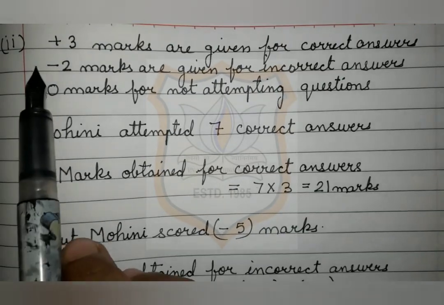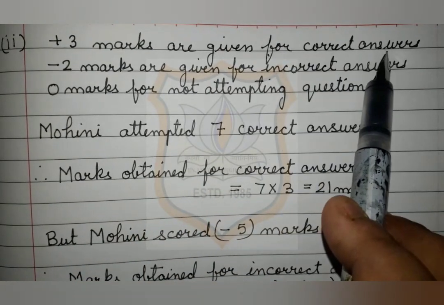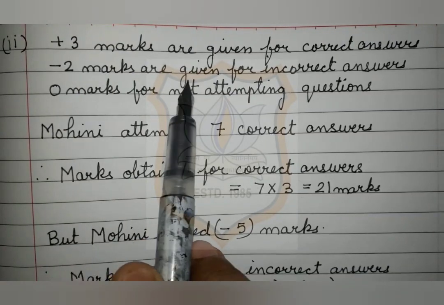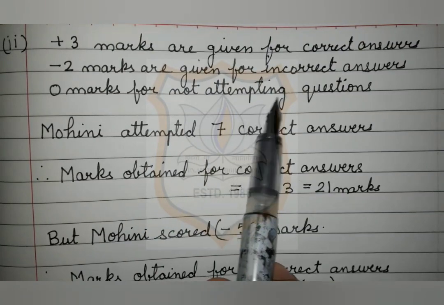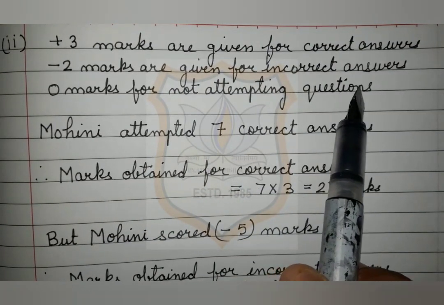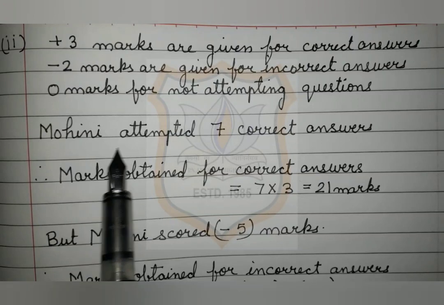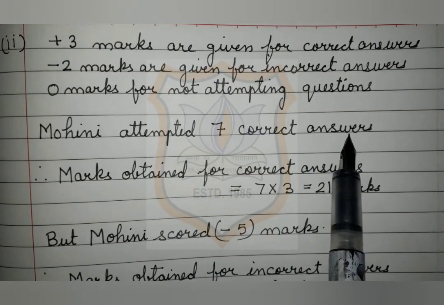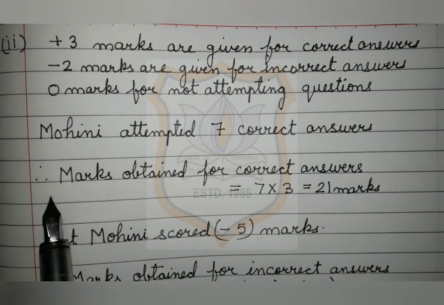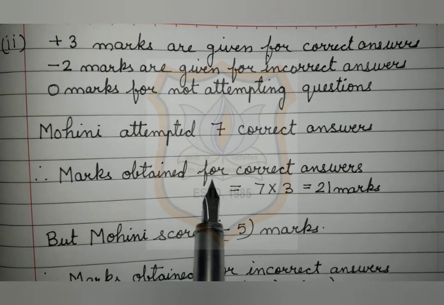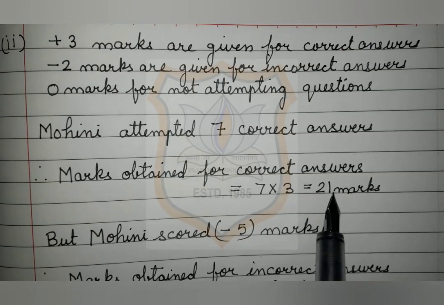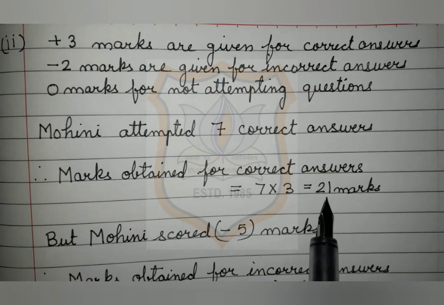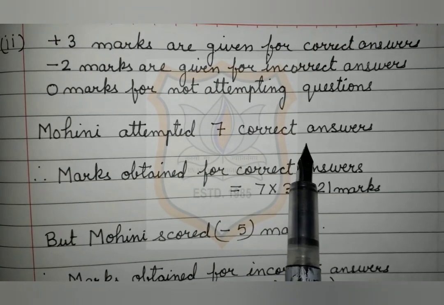Students, as you know, plus 3 marks are given for correct answers, minus 2 marks are given for incorrect answers, and 0 marks for not attempting questions. That is already given in the question. Now, Mohani attempted 7 correct answers. Therefore, marks obtained by Mohani for correct answers is equal to 7 into 3. That is 21 marks. So, Mohani got 21 marks for attempting 7 correct answers.